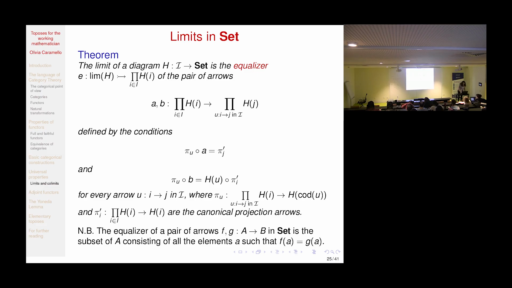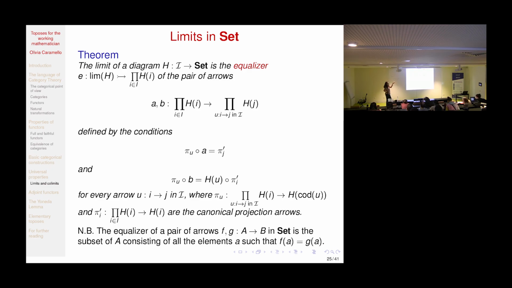Now, let's look at how we can build arbitrary limits and arbitrary colimits in the category of sets. This is a course about topos theory, and actually the basic topos is the category of sets. So if we want to understand arbitrary toposes, we should definitely start from the topos of sets. So this is what we are going to do concerning limits and colimits.